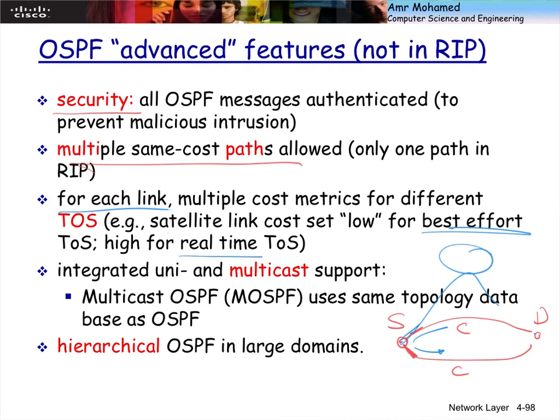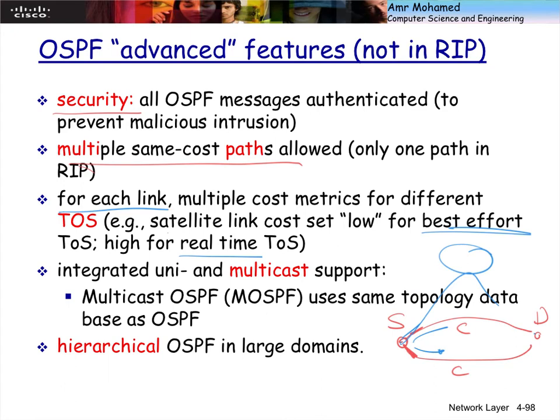Okay? If I have a real-time application, for that satellite communication the cost increases to high. So in the routing table, I maintain two entries for different types of service. OSPF supports that. Okay? So for a type of service which is best effort, the cost will be low. For a type of service that's real-time streaming, the cost will be high.